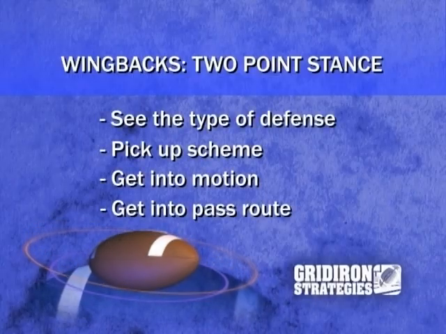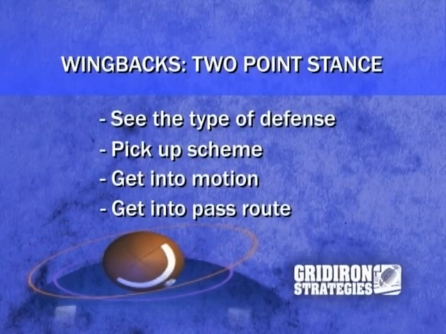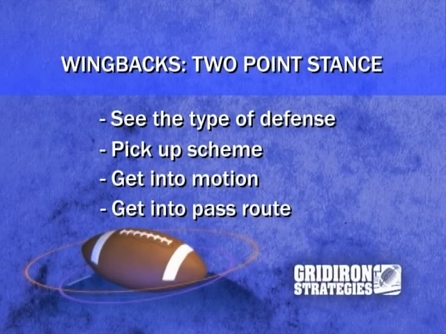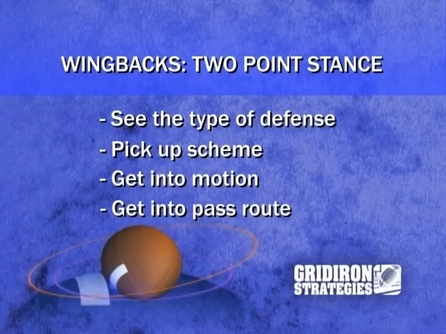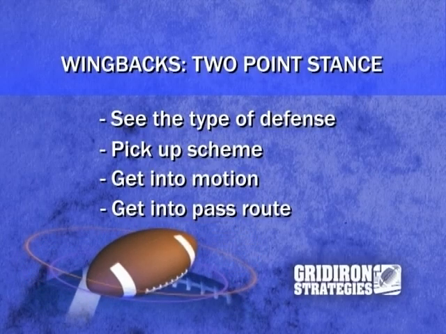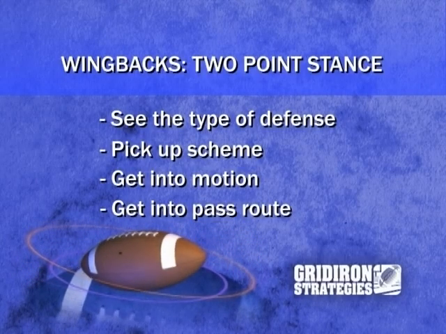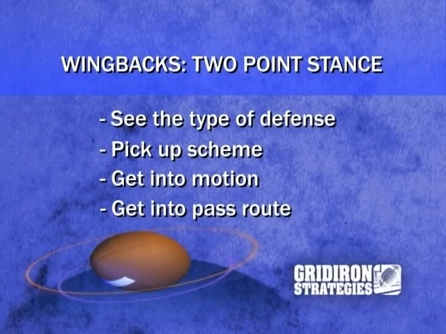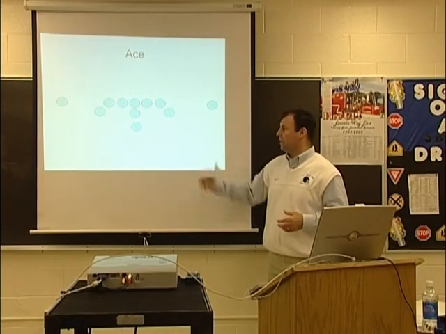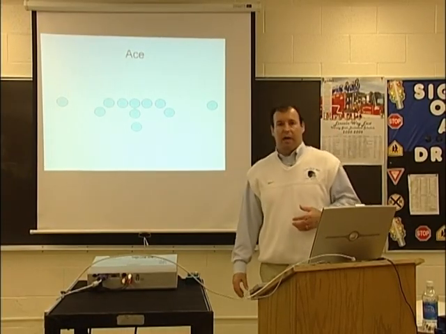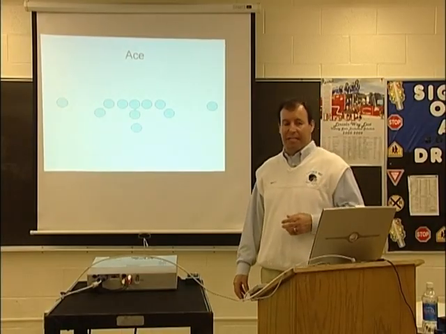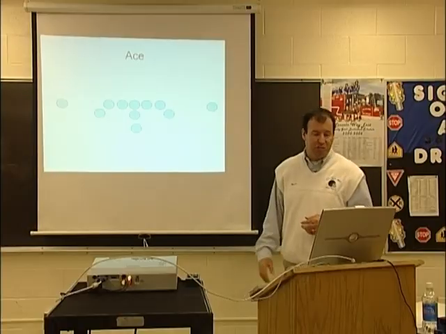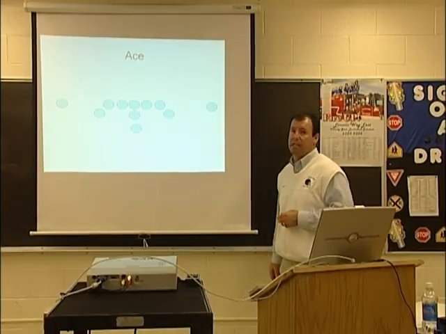A big part of our philosophy with having the wings in 2-point stances is they have the ability to see the type of defense they're dealing with, the ability to possibly pick up any kind of scheme that they're throwing at us, the ability to get into motion, and the ability to get into their pass routes. So we add a lot of things to the particular wing personnel, and they have to be in that 2-point stance in order to handle that. But this is our ace formation. Again, we're in this 75 to 85% of the time.